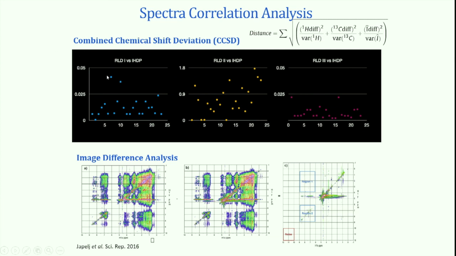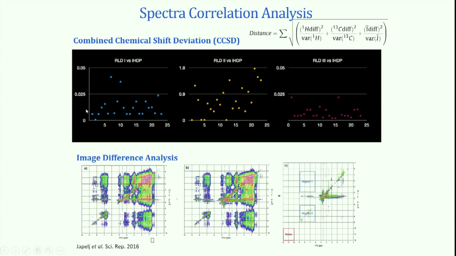So for the previous one you can see RLD1 versus IHDP, RLD2 versus IHDP, RLD3 versus IHDP. Here all the peaks are matching very well, so deviation is very less compared to this. This has lots of deviation, here slightly less deviation. So depending upon how much similarity and dissimilarity we have in a quantitative manner, now we can approach it.